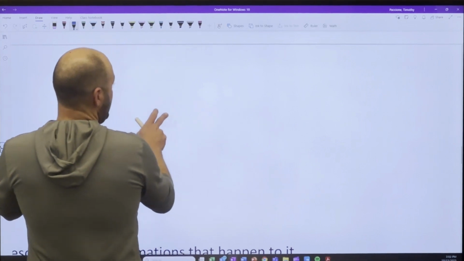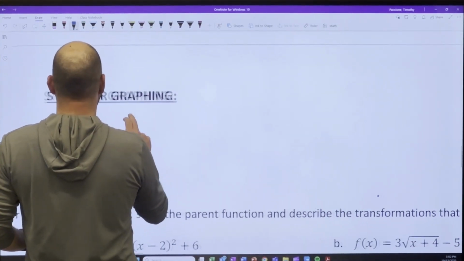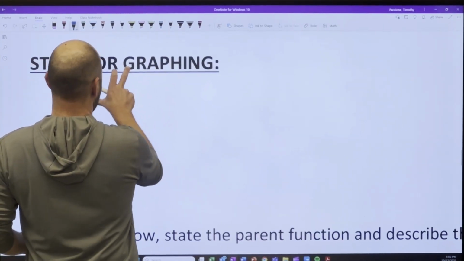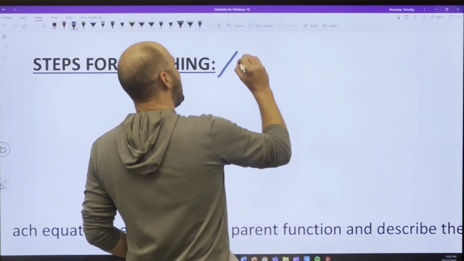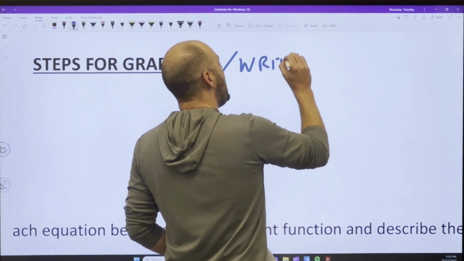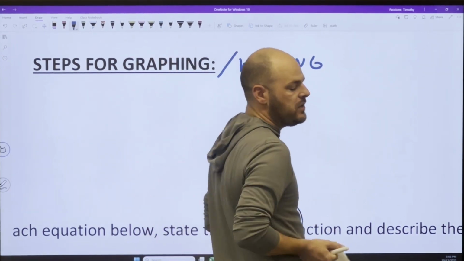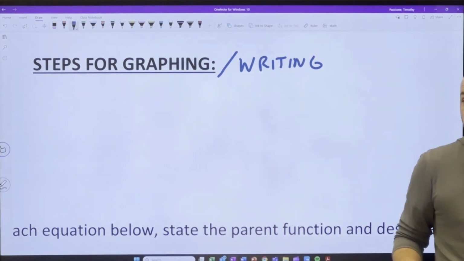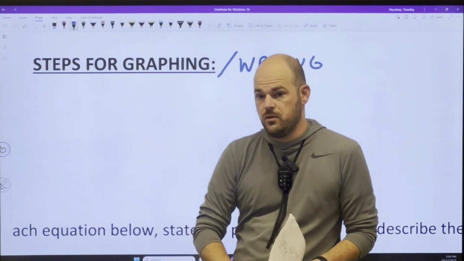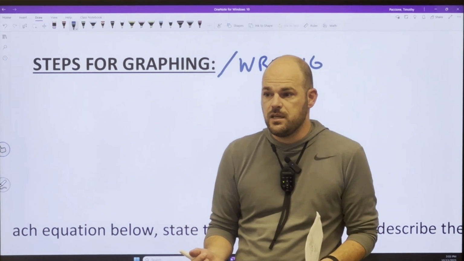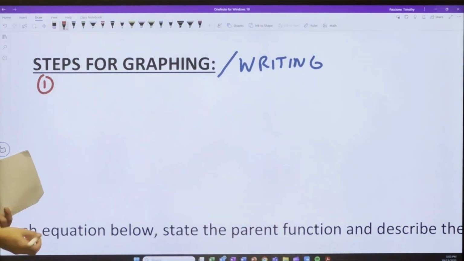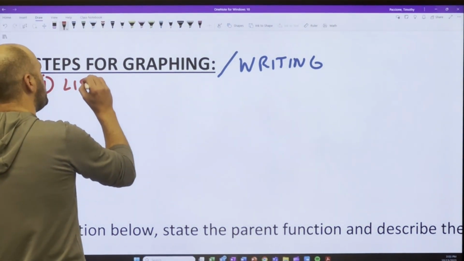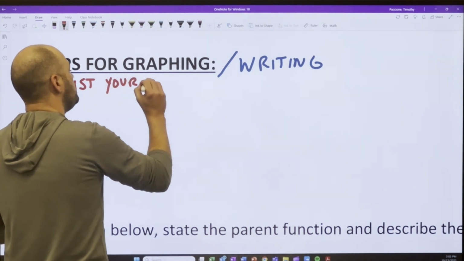So before we do this, let's talk about the steps that I really recommend you taking. It says steps for graphing, but this is what I want you to do. Put writing too, because they're the same exact steps every time, whether you're writing a function from a graph or graphing a function that's written for you already. It's the same process, and I'll show you that process, okay? So the first thing you need to do is what we've been practicing, which is list your transformations. Just list them out.